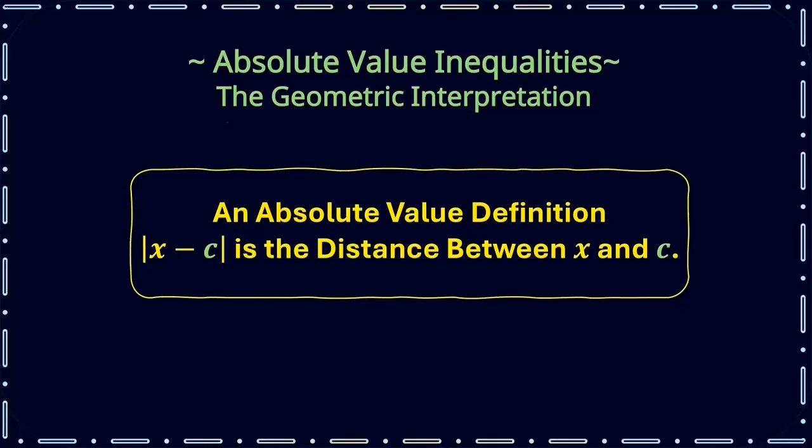Remember that the absolute value of x minus c, where c is a real number on the number line, is the distance between x, another number on the number line, and c. So x minus c finds how far x and c are apart, and when you take the absolute value, it ensures that you get a non-negative number because distance can't be negative.